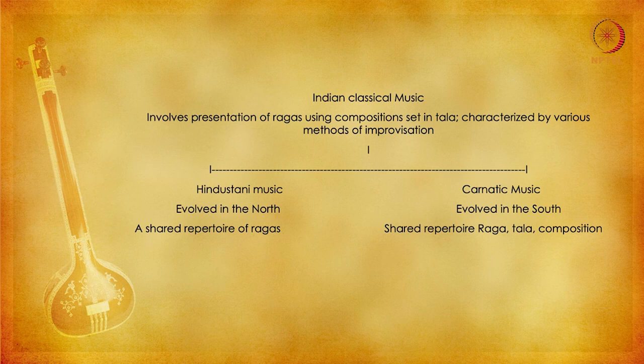Hindustani music, which has the three genres of Dhrupad, Khayal and instrumental music, has a shared repertoire of ragas. These three genres share more or less a repertoire of ragas, though the talas are different.